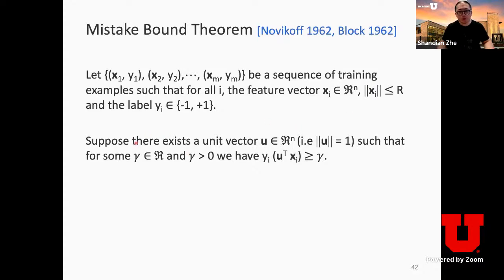More specifically, we assume that there exists a unit vector u, and the unit vector u can determine a separating hyperplane for this data set. Here we take a unit vector just to be convenient, nothing else. That means the norm of u, or the length of u, is simply 1. And we assume that associated with this separating hyperplane there is some positive value gamma, and we have this product yi u transpose xi no less than gamma.